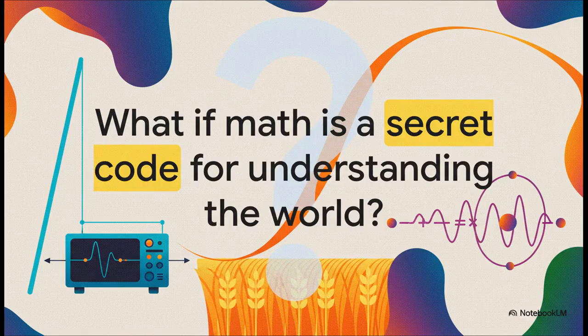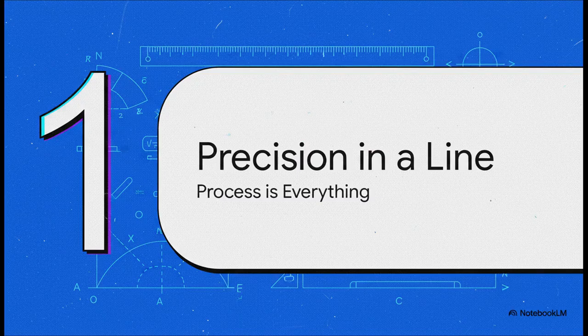So what if math really is a secret code? A set of keys that can unlock totally new ways of looking at pretty much anything. That's what we're going to do. We're going to decode 3 different levels of this language. We'll start with something simple, a line, then we'll move to a curve that can make you money, and we'll finish with the actual laws that govern light itself. Pretty cool, right?